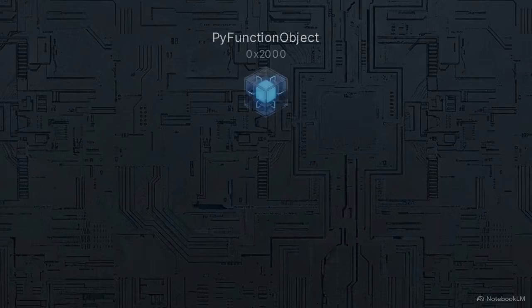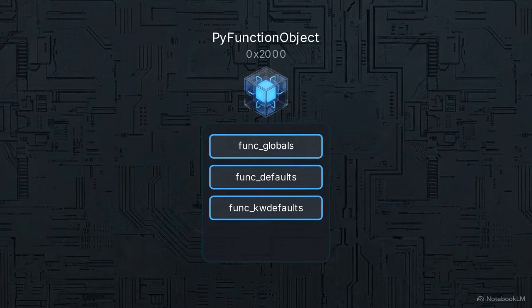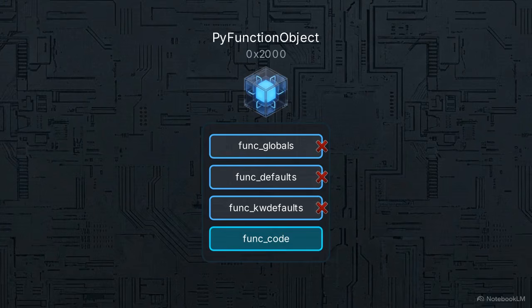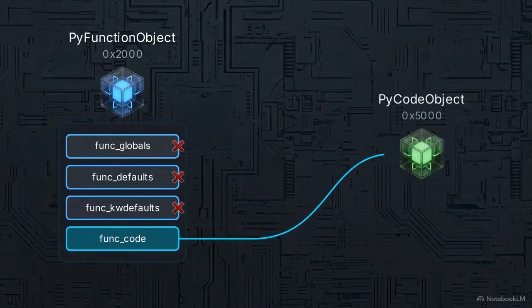Looking inside the C struct of the PyFunction object, we find a list of metadata slots. It holds pointers to dictionaries for global variables, default arguments, and keyword defaults. Notice what is missing. There are no raw executable instructions in any of these structural slots. Instead, there is a single exit path, the func_code pointer. CPython relies on this specific pointer to bridge the gap between the context assembled in the function object and the raw instructions required to act on it.